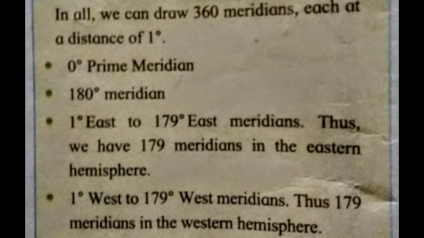In all, we can draw 360 meridians, each at a distance of 1 degree. So, 0 degree is the prime meridian, 180 degree is the meridian. 1 degree east to 179 degree east meridian. Thus, we have 179 meridians in the eastern hemisphere, and 1 degree west to 179 degree west meridians. Thus, 179 meridians in the western hemisphere.